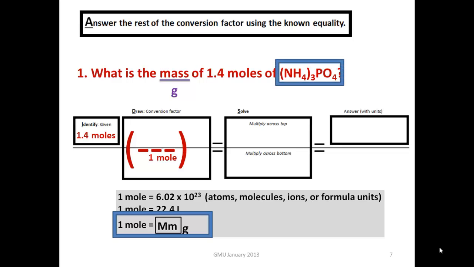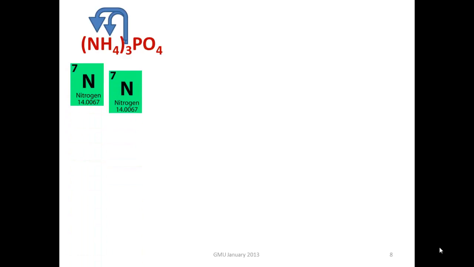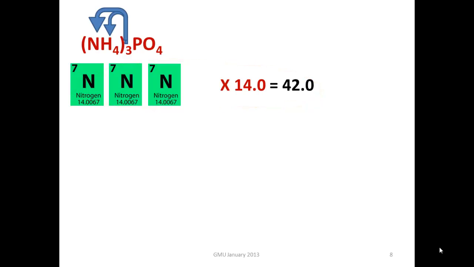We'll be finding the mass of the ammonium phosphate, and this is pretty big, so we'll do it on the next page. Okay, anytime you have a compound that includes parentheses, you need to know that the number outside of the parentheses distributes to all the pieces inside. That means that we'll have 3 N's. Each N has a mass of 14 grams, so 14 times 3 is 42.